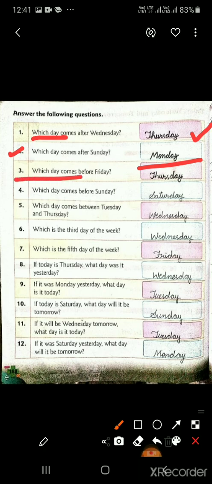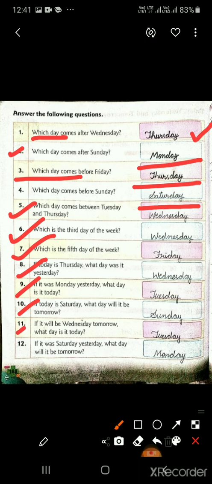Which day comes before Friday? Yes, before Friday, you will write Thursday. Spelling of Thursday: T-H-U-R-S-D-A-Y, Thursday. Which day comes before Sunday? So it will be Saturday. Like this you will solve numbers 5, 6, 7, 8, 9, 10, 11 and 12.